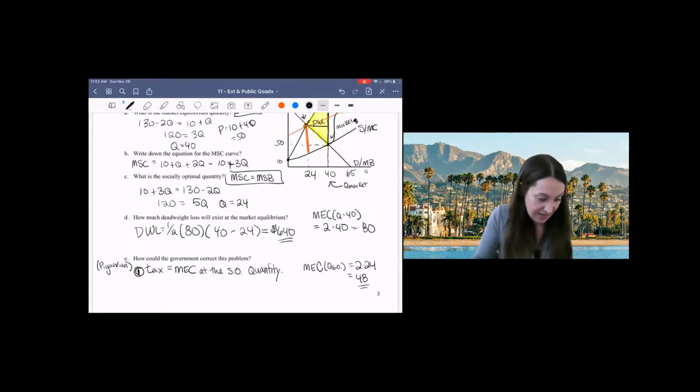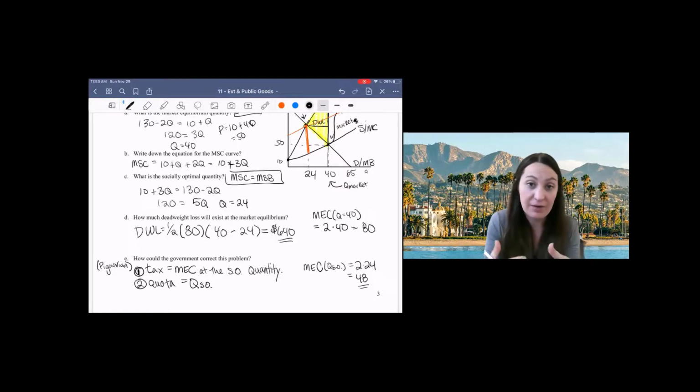So this is one option: to have a tax, and that forces the private consumer and producer to internalize the external cost of their actions. Another way to do this would be to simply limit the quantity that's being produced, right? The problem is we're producing too much. Here we're producing 40 units when the socially optimal quantity is 24. So we could just say we can't produce more than 24 units. That would be a simple quota, set equal to the socially optimal quantity.